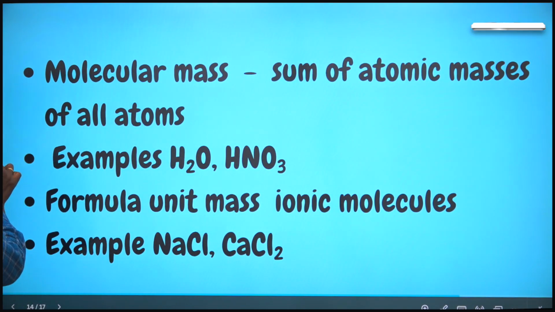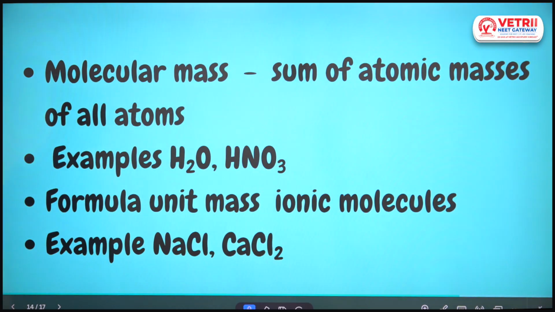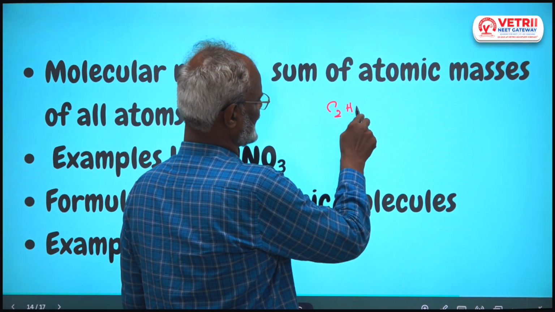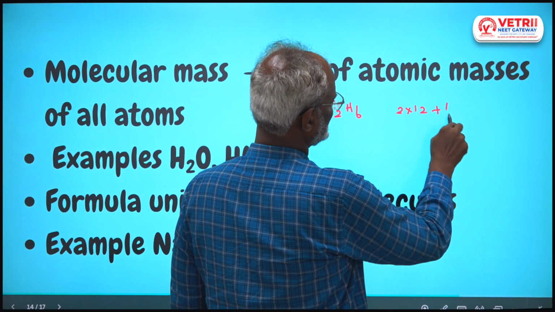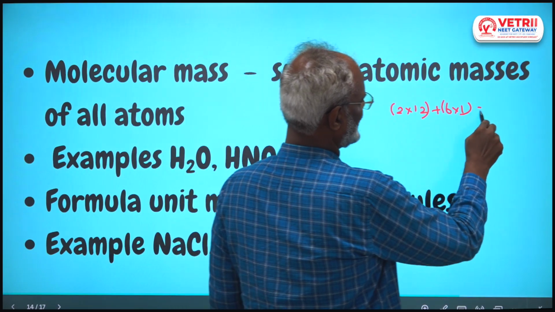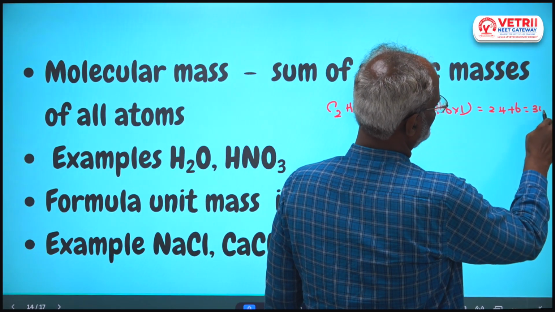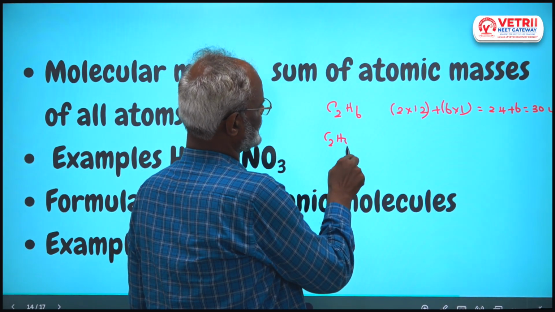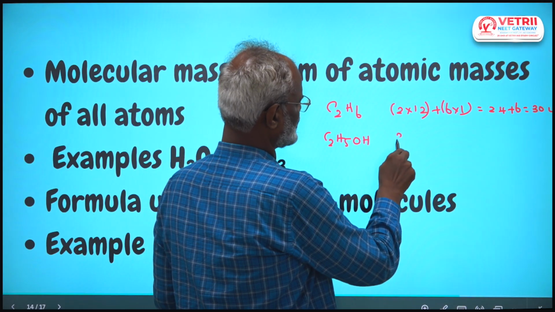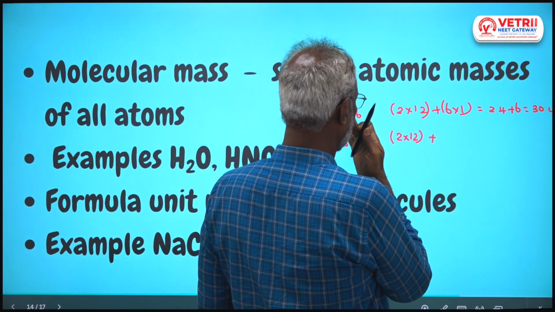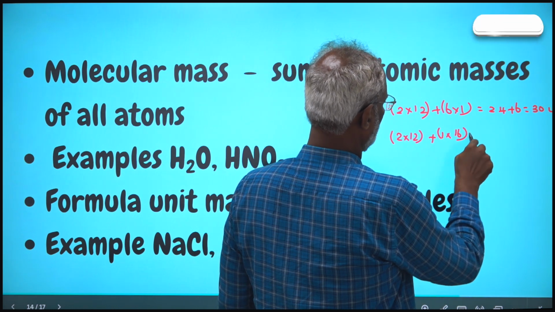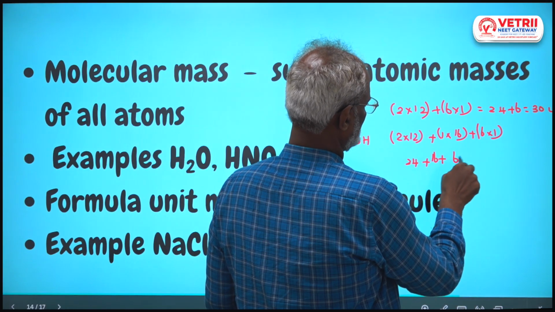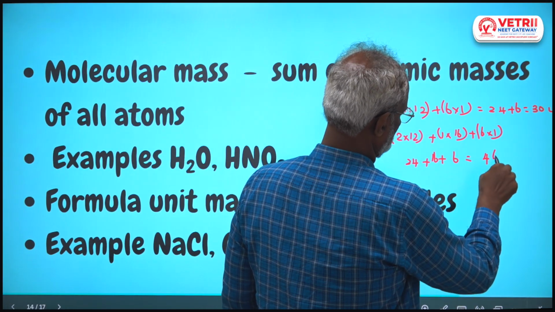We will calculate the molecular mass for two more substances as examples. Say, if we take C2H6, then 2 into 12 plus 6 into 1. So it will be 24 plus 6, which is 30 unified atomic mass units. If you want to calculate for C2H5OH, which is ethanol, then 2 into 12, for carbon it is 12, 1 oxygen is there, 1 into 16, plus 6 hydrogen, 6 into 1. So it will be 24 plus 16 plus 6, which is 46 U.